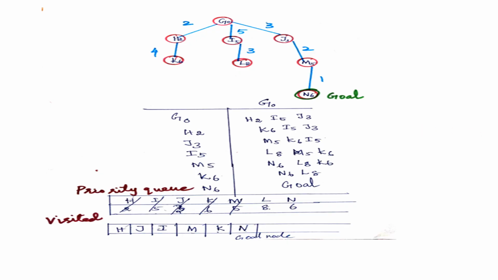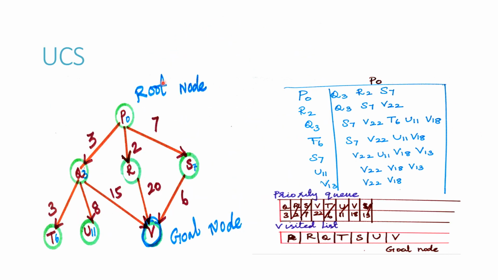Another problem. Consider this problem. We have the nodes P, Q, R, S, T, U, V. Here V is the goal node. Okay, V is the goal node. So how do we reach the goal node with minimum cumulative cost? The aim is, with the help of UCS, uniform cost search, we can use the minimum cost to take the path from the initial node to the goal node.